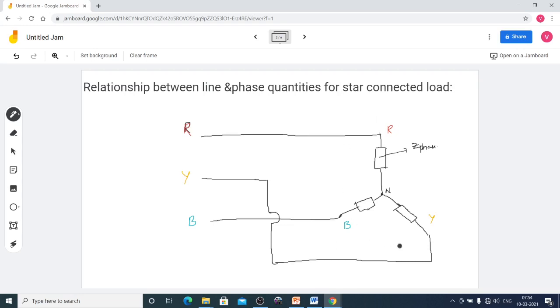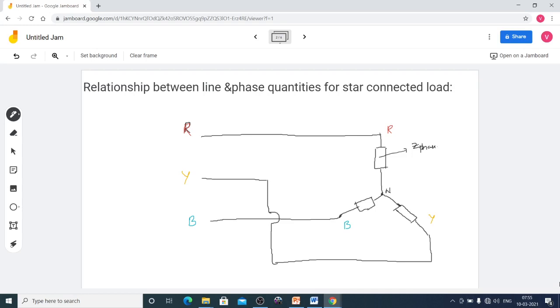So this star connected load is supplied with a three phase supply as R, Y and B. We must remember two points while developing the relationship of line and phase quantities. First, we must take care of the diagram, and second, the phasor diagram should be drawn very neatly, so that we can establish the relationship between the phase and line quantities without any confusion. Okay, so let us proceed.